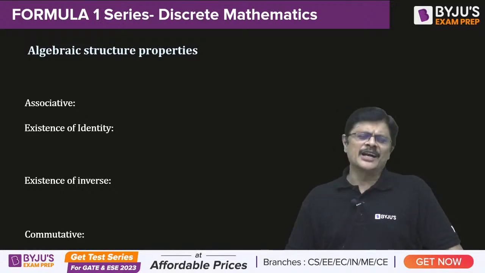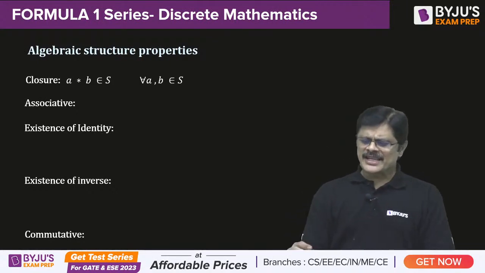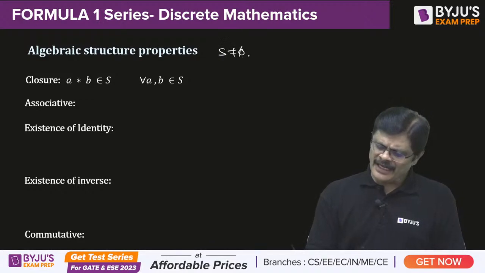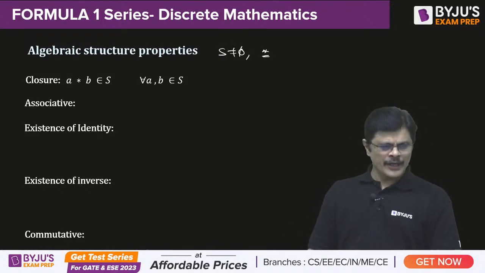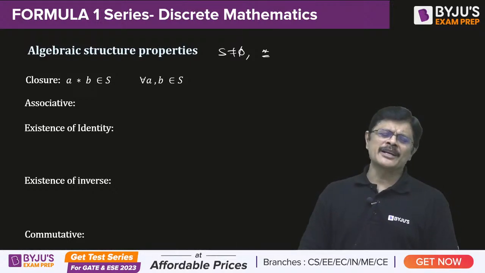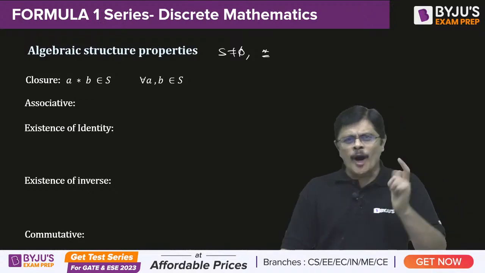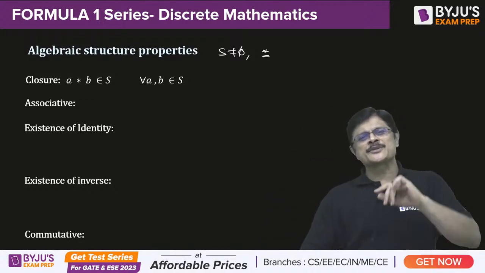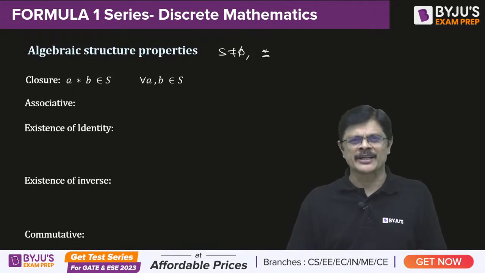So now let us start with the algebraic structures, that is groups. Suppose there is a non-empty set S and a binary operation star. We call the binary operation closed on S, or S closed with respect to star, if you do the operation between two elements and the resultant must belong to the same set.